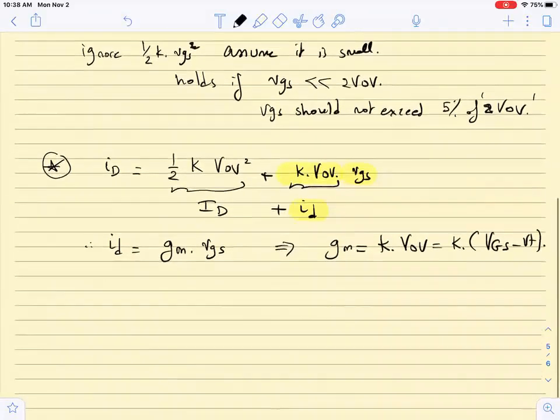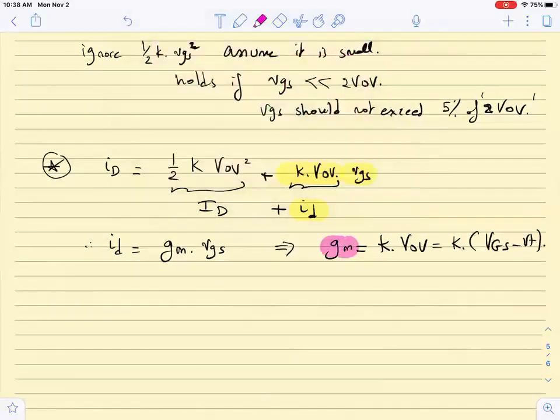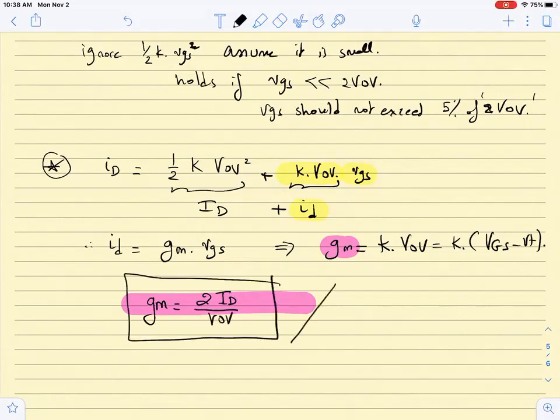Now we are going to memorize and remember this gm in this form. The formula that we will remember and write now: gm is equal to 2 IDDC over VOV. This is a very important equation that you need to remember in this course.